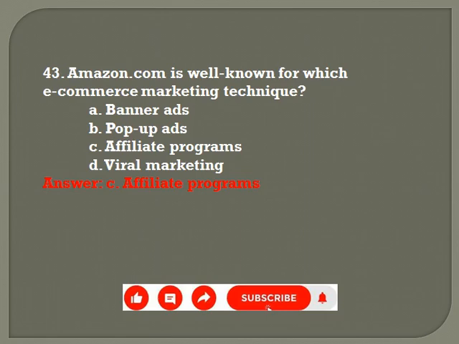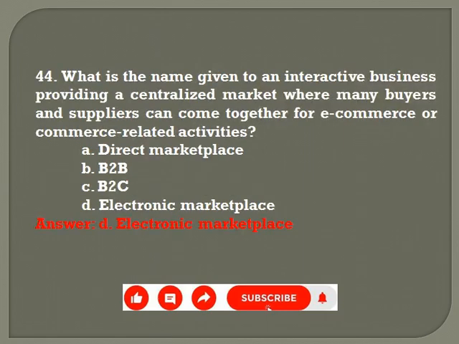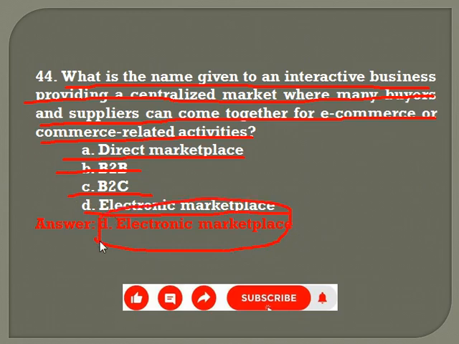Our next question, what is the name given to an interactive business providing a centralized market where many buyers and suppliers can come together for e-commerce or commerce related activities? Given options are option A direct marketplace, option B B2B, that is business to business, C B2C, that is business to consumer, and option D electronic marketplace. Here correct answer is option D electronic marketplace.